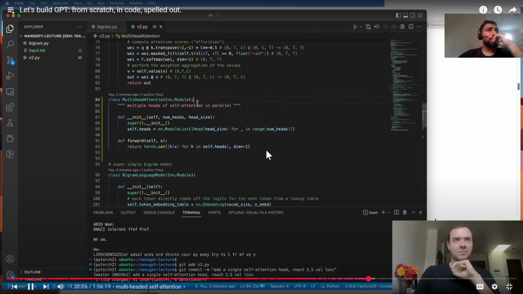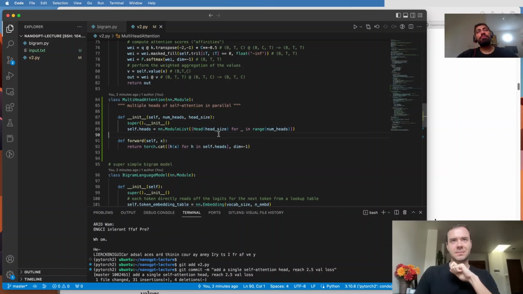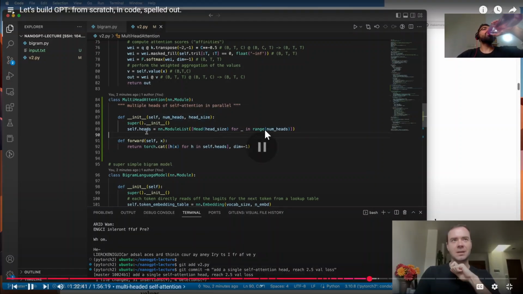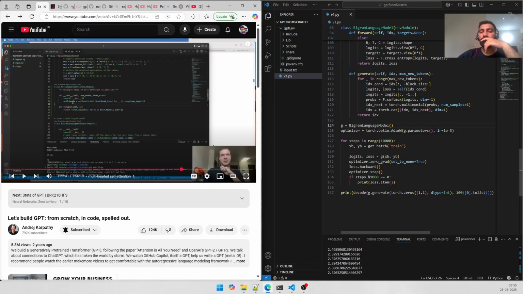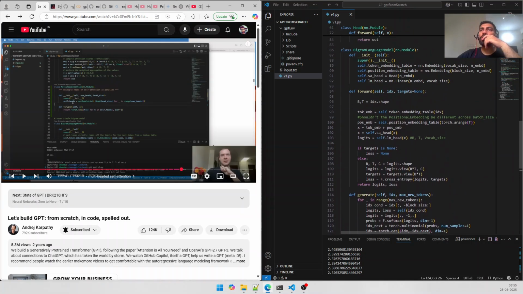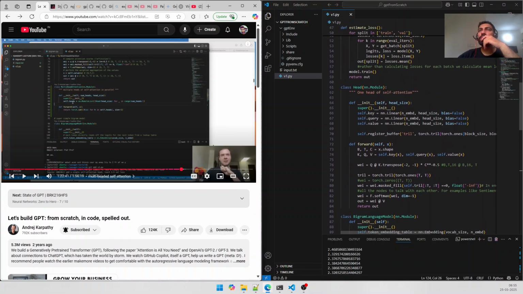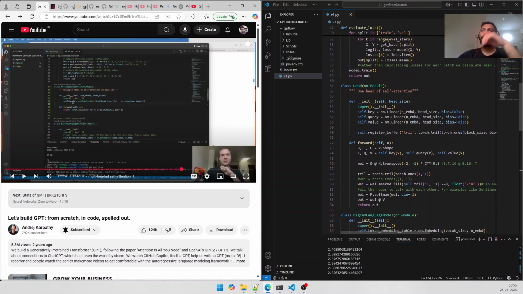If we want multi-head attention, then we want multiple heads of self-attention running in parallel. In PyTorch, we can do this by simply creating multiple heads: however many heads you want, and what the head size of each is. The head is the one that takes the key, query, value pair and calculates the weights.